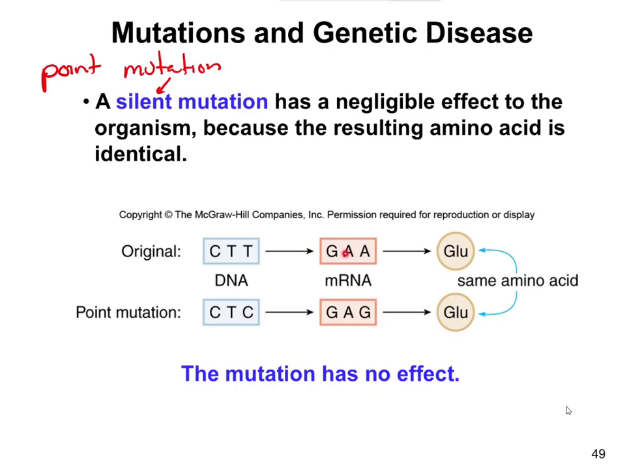The messenger RNA in the top one, the original, is GAA, and the mRNA in the bottom one is GAG. Because of the genetic code chart and the fact that it's redundant, where a lot of times changing that third base in your codon doesn't change the amino acid, both of these lead to the formation of the exact same amino acid, in this case glutamate or glutamic acid. So in this case, the mutation would have no effect. That's why it's called a silent mutation, because even though there's a mutation, there's no effect on the resulting protein.